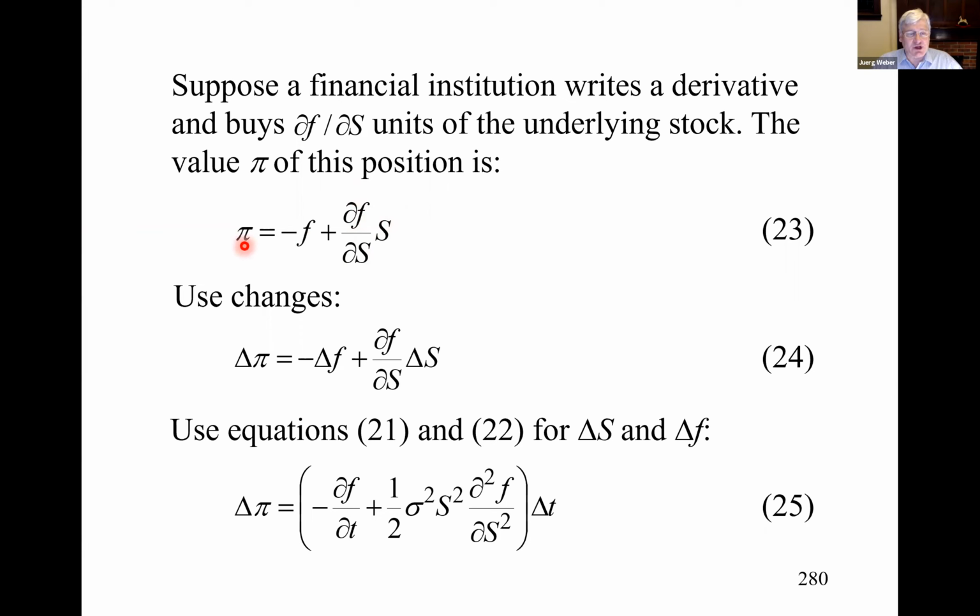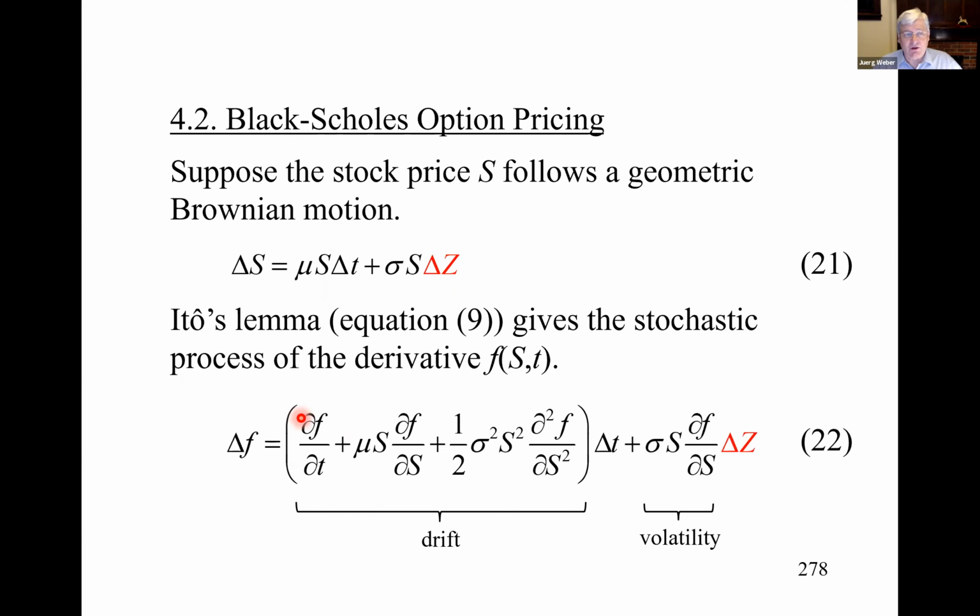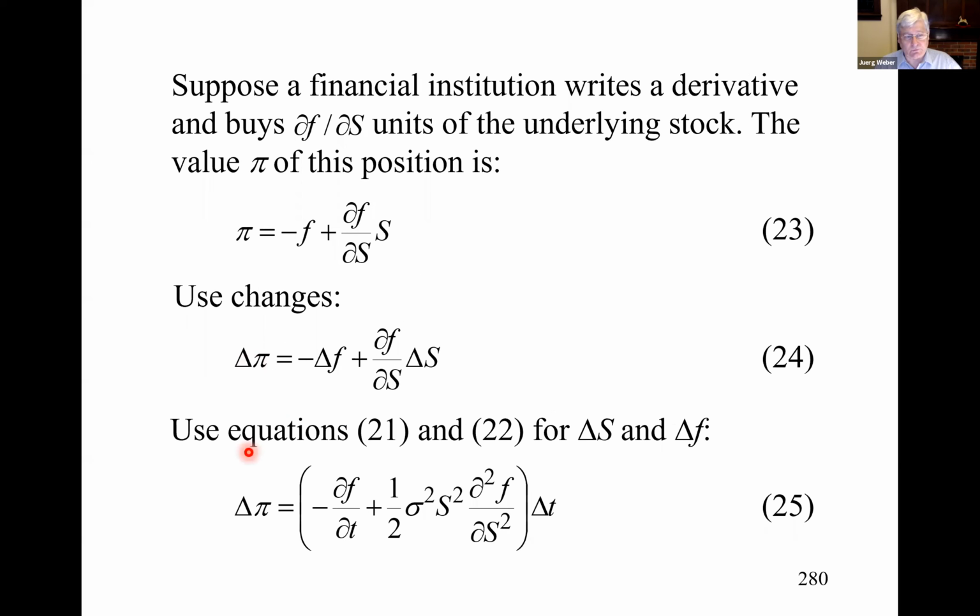Now let's work with changes. So I have here a change in the value of the portfolio. Here delta just means a change: the change in the underlying spot price and the change in the derivative price. And then you plug in 21 and 22. 21 gives me an expression for delta S, 22 for delta F. So plug in 21 and 22, then certain things drop out and you get this.